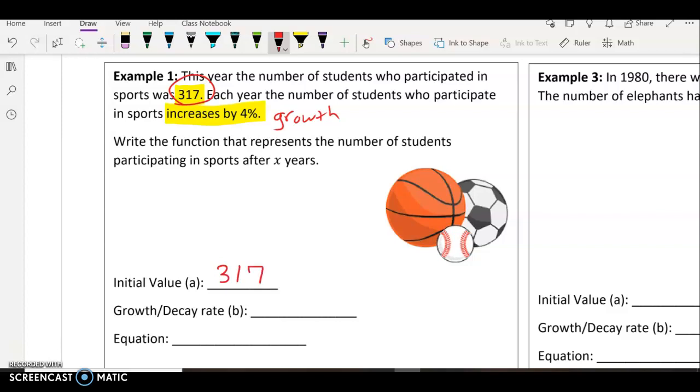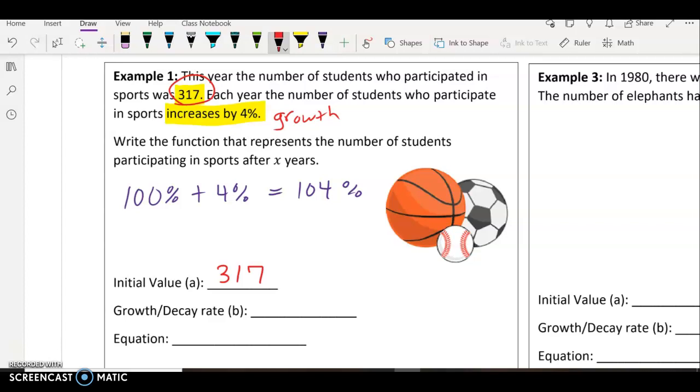So we already know part of our equation is 317. Now the question is, what is the growth rate? I will tell you this, it is not 4. We are increasing by 4%, and usually this is where people make small errors. So we always start with 100% of anything. We start with 100% of the students that are participating in sports, and we're increasing, so adding 4% to it. When we add them together, we get 104%.